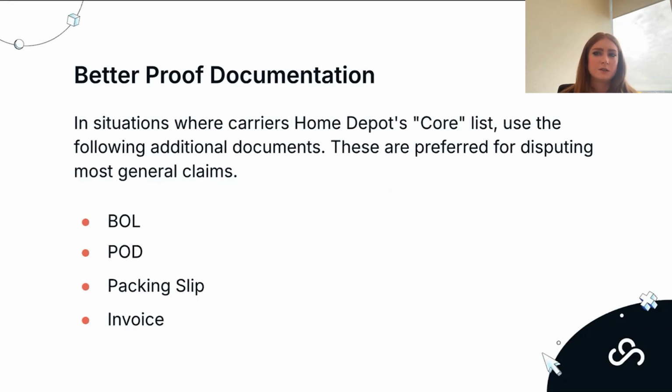And then two, some other proof documentation that definitely doesn't hurt to attach if you have it available would be a packing slip and an invoice. Packing slip especially, it's sometimes nice for Home Depot to get that granular level information for that shipment that may not be listed on the BOL. And then invoice. One thing I didn't mention earlier, but for pricing discrepancies, if you are disputing those, I would say an invoice copy is also going to be really great proof documentation.